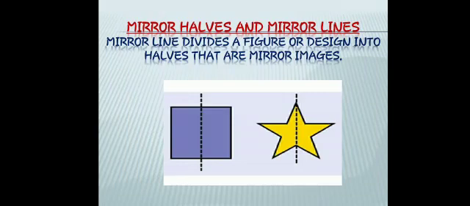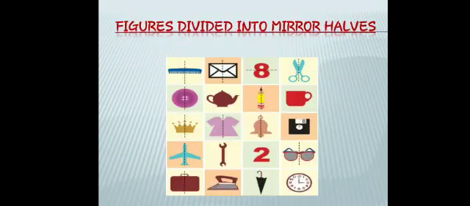Mirror halves and mirrored lines. Mirror symmetry divides a figure or design into halves that are mirror images. In other words, objects are same on both the sides of a line, usually drawn in the middle. Now look at some of these figures. All the figures cannot be divided equally into two equal mirror halves. Only a few objects or figures can be divided into two mirror halves.